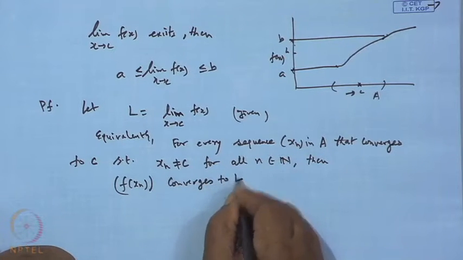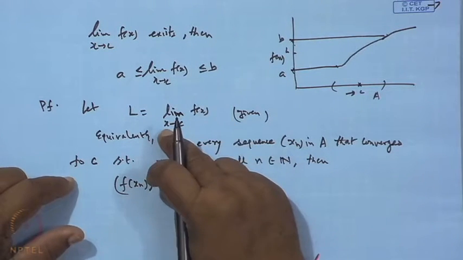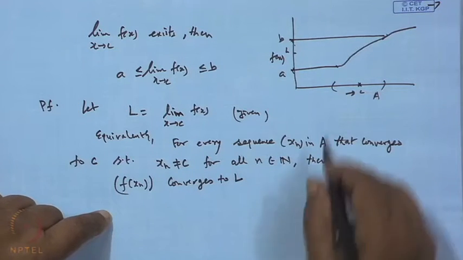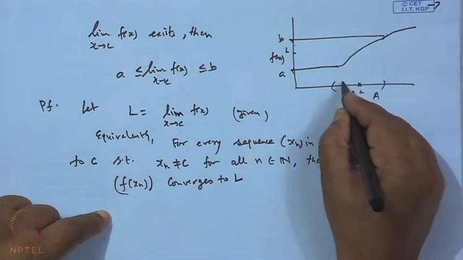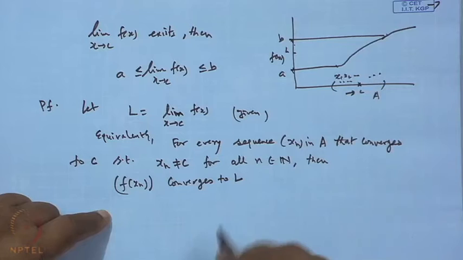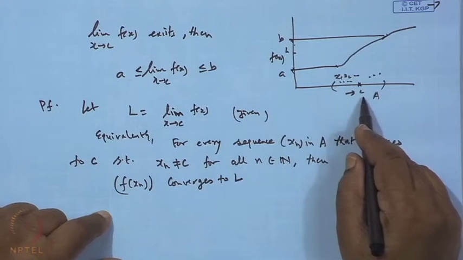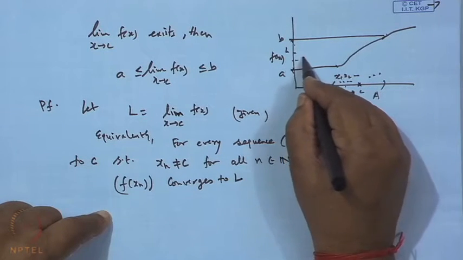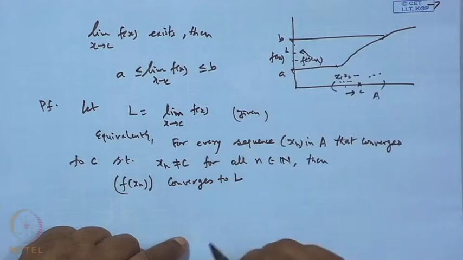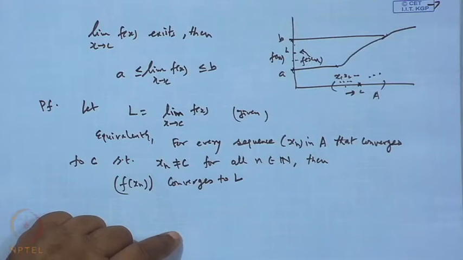converges to L. So, when we say the limit of the function f x when x tends to c is L, equivalently we can also say that there will be a sequence x n in A, meaning x 1, x 2, x n, which are different from c. Then the corresponding images f x 1, f x 2, f x n, this sequence will converge to L. This is the equivalent definition of this. So, using this definition we can now prove it like this.